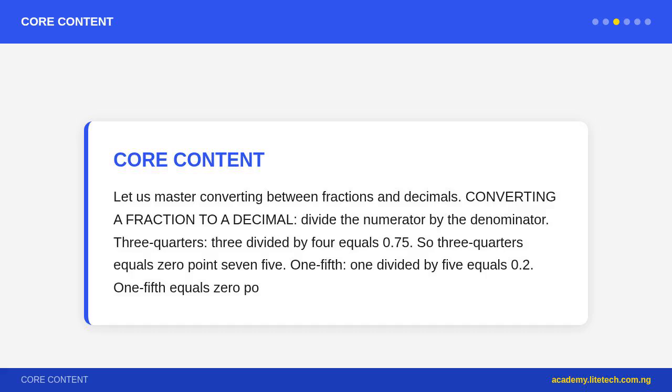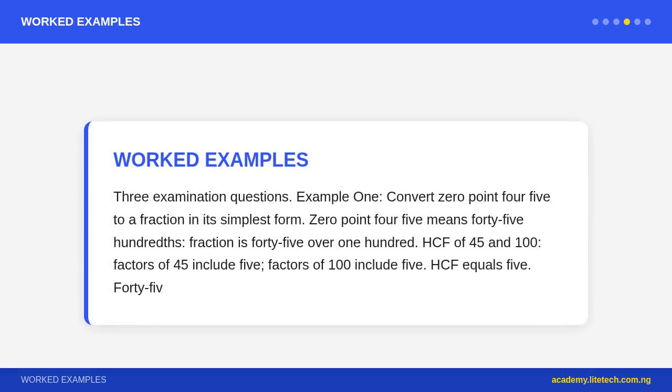Three examination questions. Example 1, convert 0.45 to a fraction in its simplest form. 0.45 means 45 hundredths, fraction is 45/100. HCF of 45 and 100, factors of 45 include 5, factors of 100 include 5. HCF equals 5. 45 divided by 5 is 9, 100 divided by 5 is 20. Answer, 9/20.